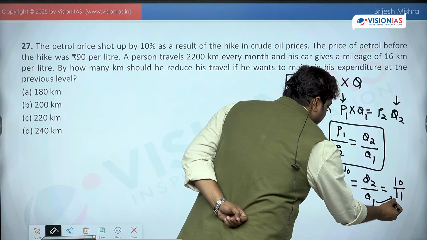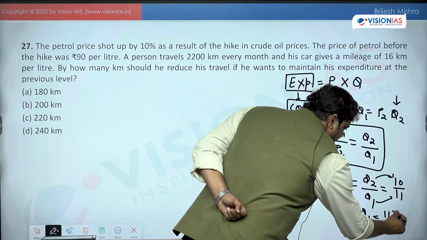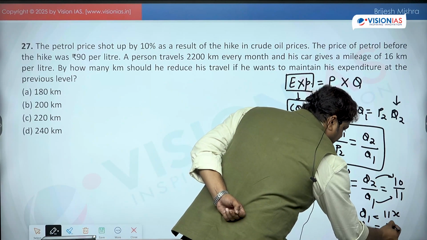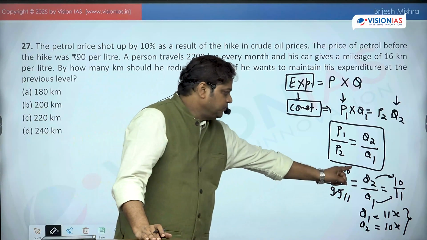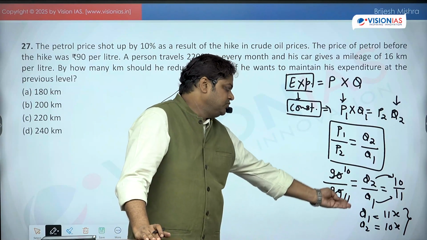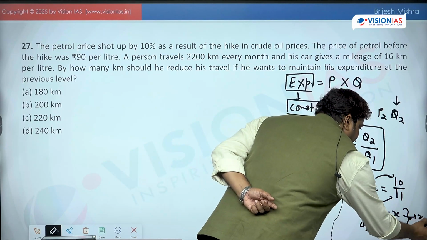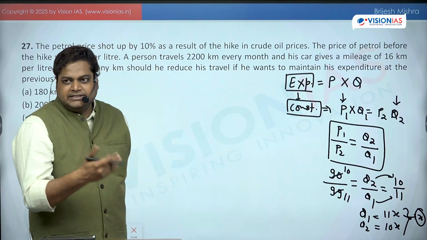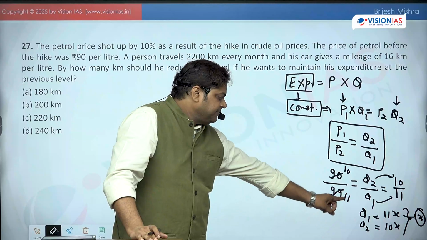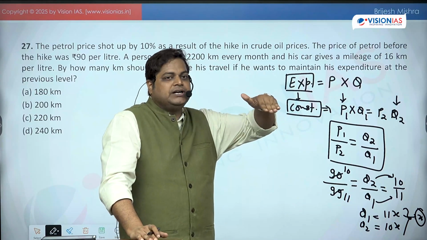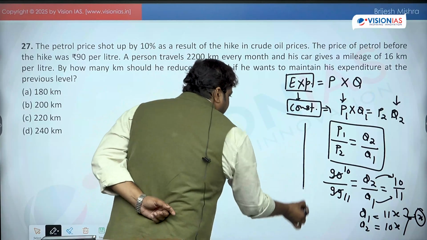So we can say quantity 1 is equal to 11x. Quantity 2, we can say it is 10x. This way we can assume, because it is the ratio. Q2 is to Q1 is equal to 10 is to 11. We can assume Q1 is 11x, Q2 is 10x. So what is the difference in the quantity? X. Difference in the quantity is x. Earlier this person was buying 11x quantity. Now this person is buying 10x quantity. So how many quantities it is buying lesser? X. दोनों का difference. And what is given?